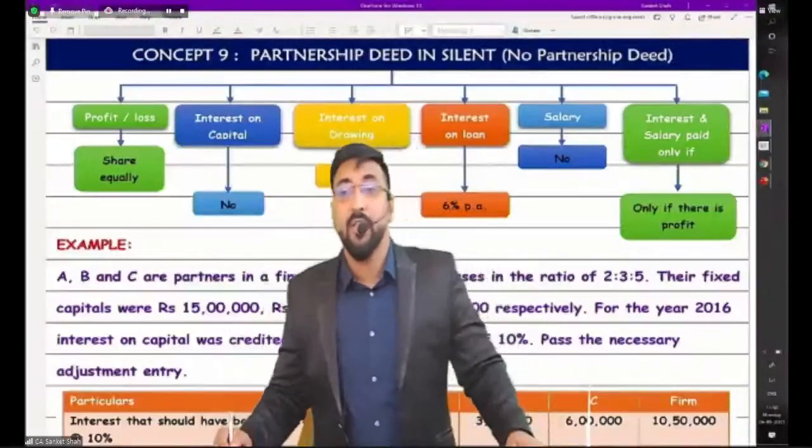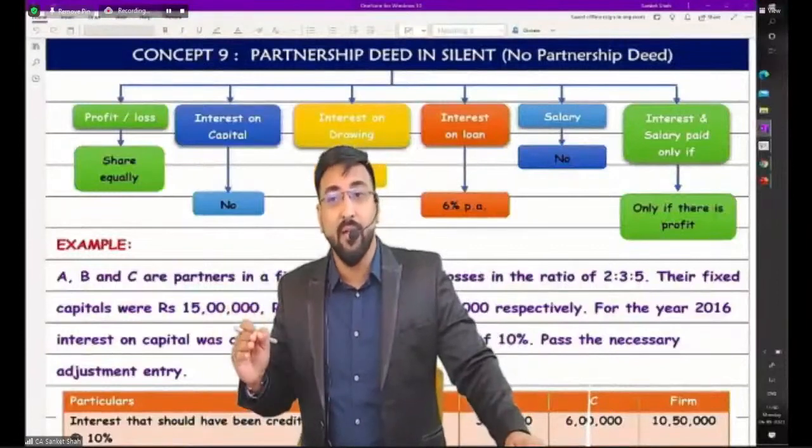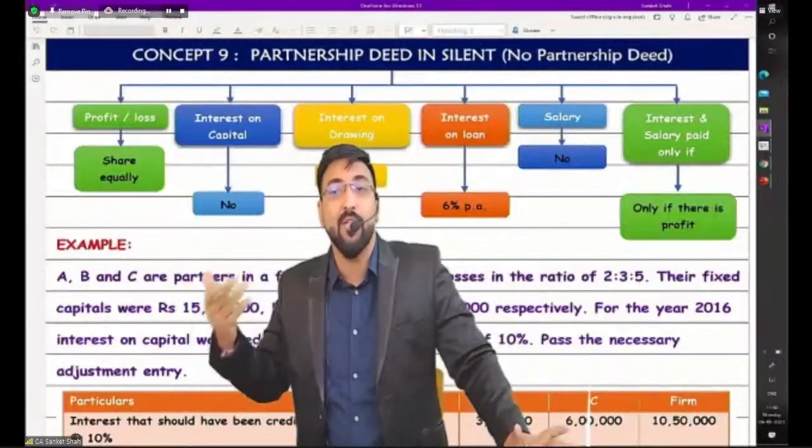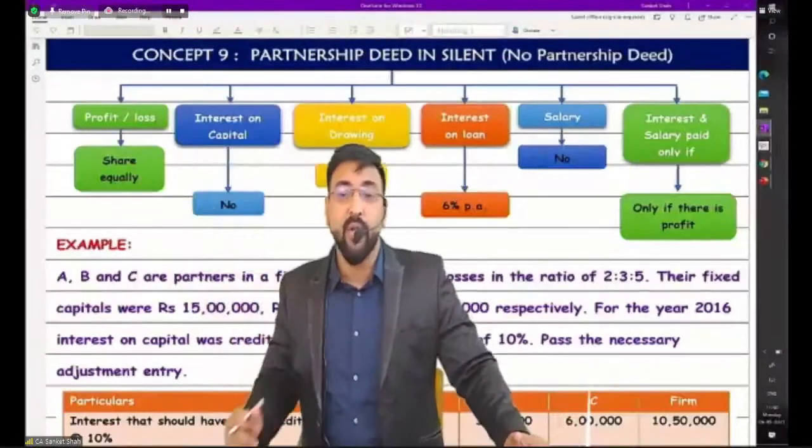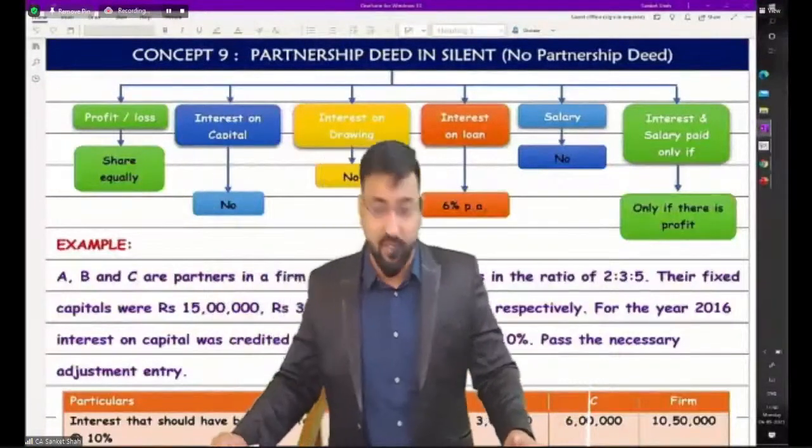Remember. Okay. So this partnership deed, if it is silent, then what will happen? Silent means there is no partnership deed. So we have to remember these points. It's very simple. And I'm going to take one example based on this concept.